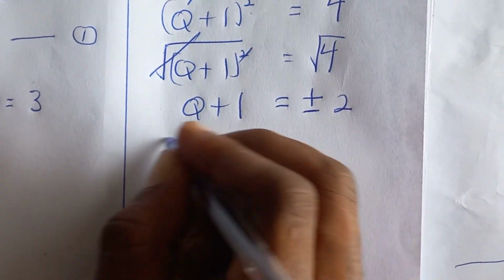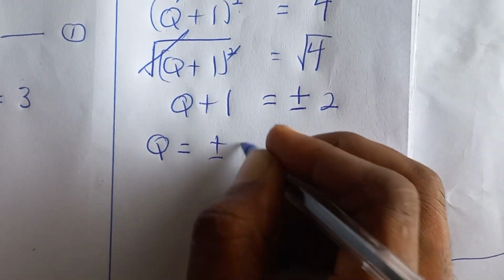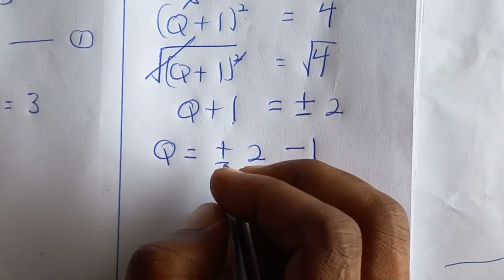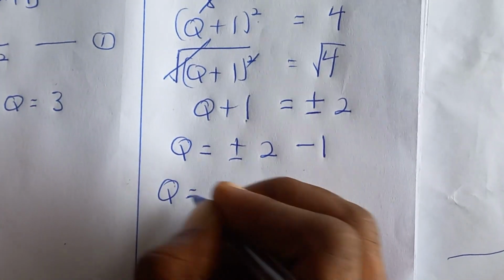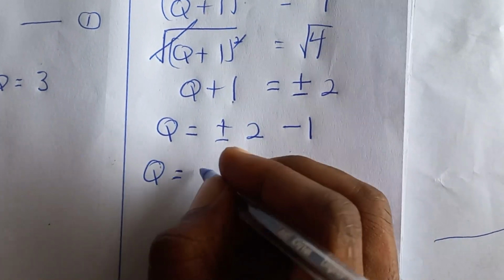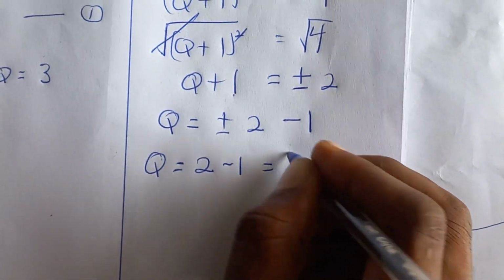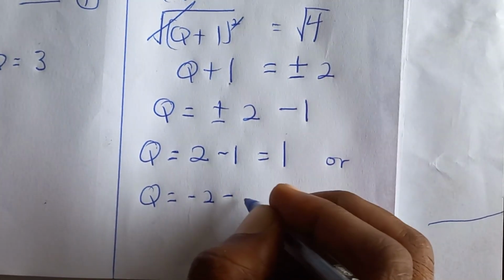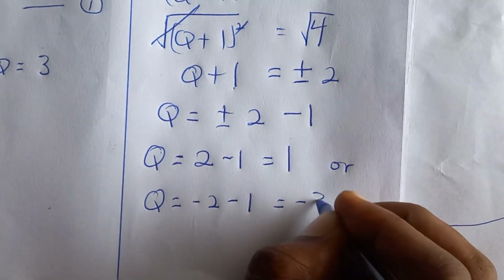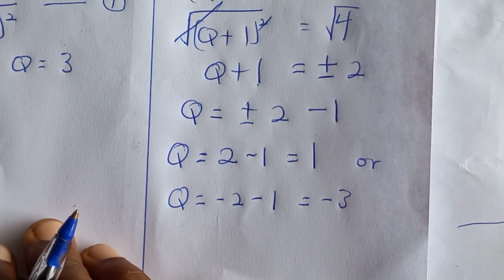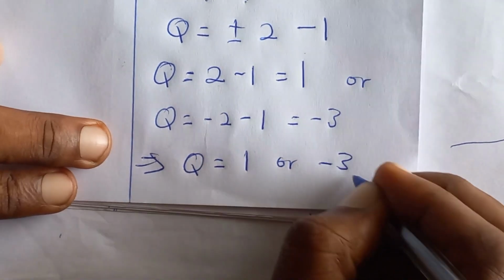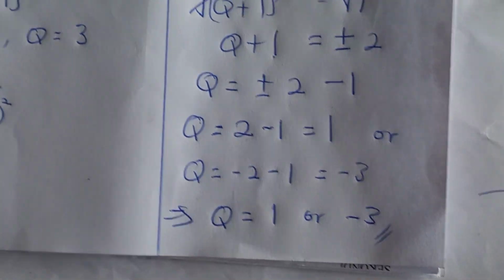So we can say that Q is equal to plus or minus 2 minus 1, because we are making Q the subject. So possible values of Q: for the positive side, say 2 minus 1, which is 1, or Q is equal to minus 2 minus 1, we are getting what? Negative 3. So the values of Q when P is equal to 8, you say that it should be Q is equal to 1 or negative 3. So these are the values we get for Q.